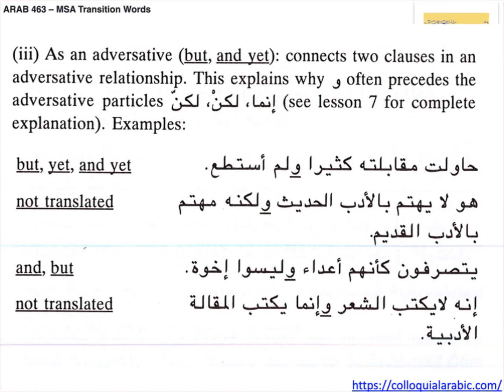So next is that wa could also be used as an adversative, like but and yet, which connects two clauses in an adversative relationship. So this explains why the wa, or the and, often precedes the adversative particles: lakin, lakinna, innama. We'll see in the seventh lesson that we'll discuss more about this.